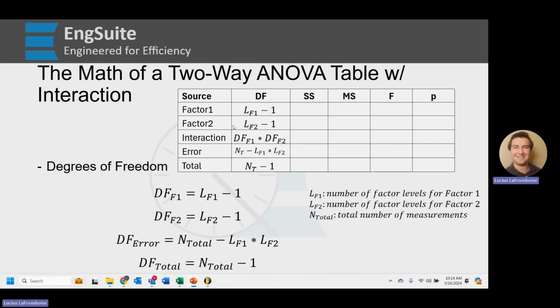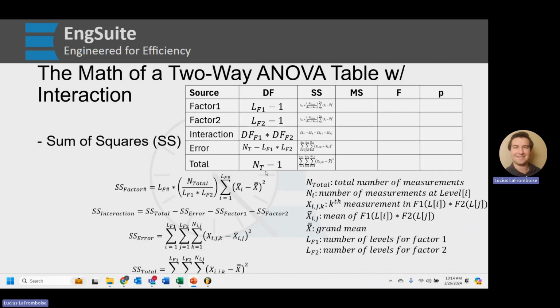The interaction is your factor 1 degrees of freedom times your factor 2 degrees of freedom. Then error is going to be your total number of measurements minus the number of factor levels for 1 times number of factor levels for 2. And then total is just going to be your total count minus 1. So sum of squares, this is where it gets a little bit more complicated.